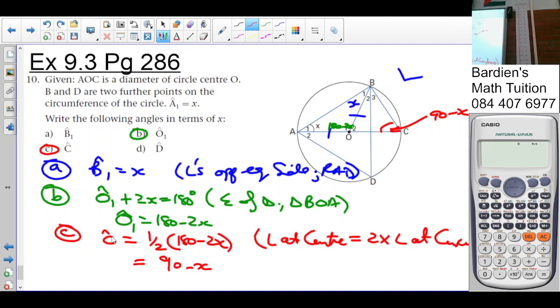Or we could have said that ABC, this angle, is 90. So you must first say that ABC is 90. Why? Angle in semicircle. Then you go angles in a triangle. So x plus 90 plus angle C is equal to 180. Sum of angles of a triangle, and then angle C is 90 minus x.